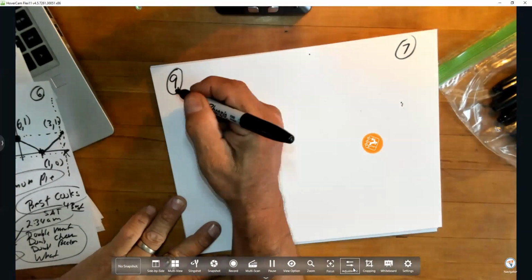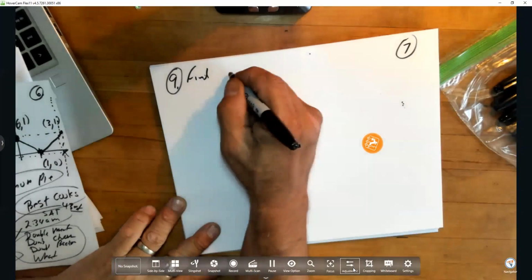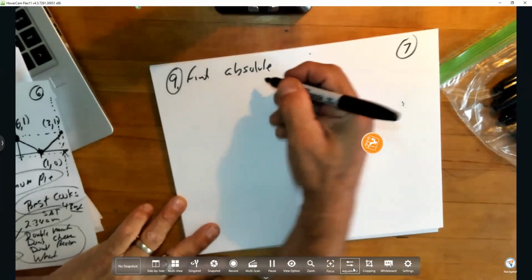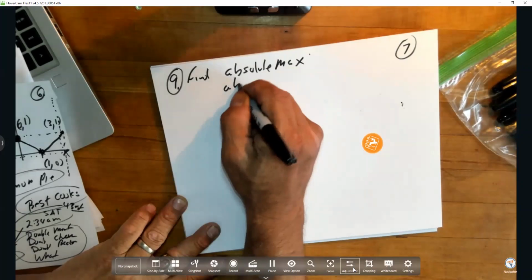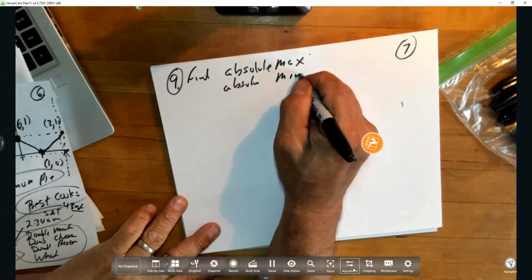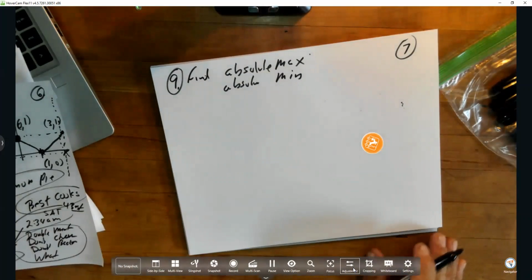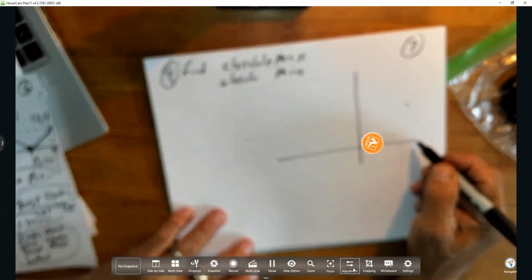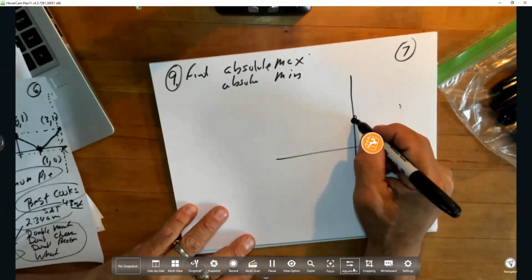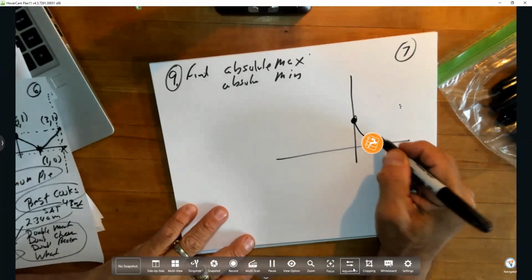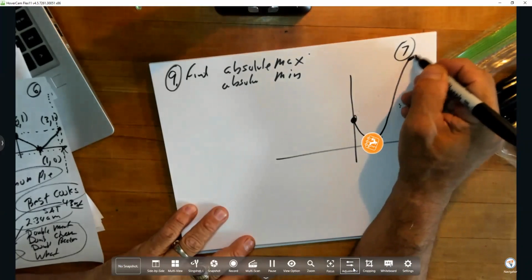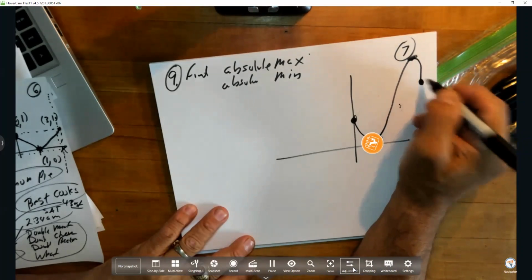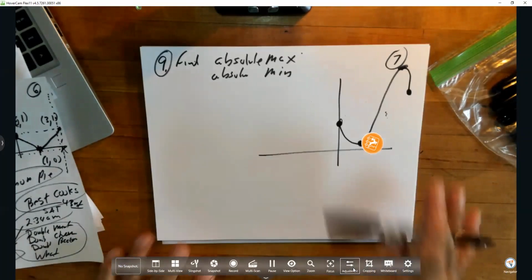Number 9, it says find the absolute max and the absolute min. Okay, so they give you a graph. They're going to give you a graph like this, and I just draw it kind of what it looks like. This from here, and it goes on to this spot right here, and it goes way over here somewhere, and it goes back down to right here somewhere. It's just a picture. It goes up, down, up, down.